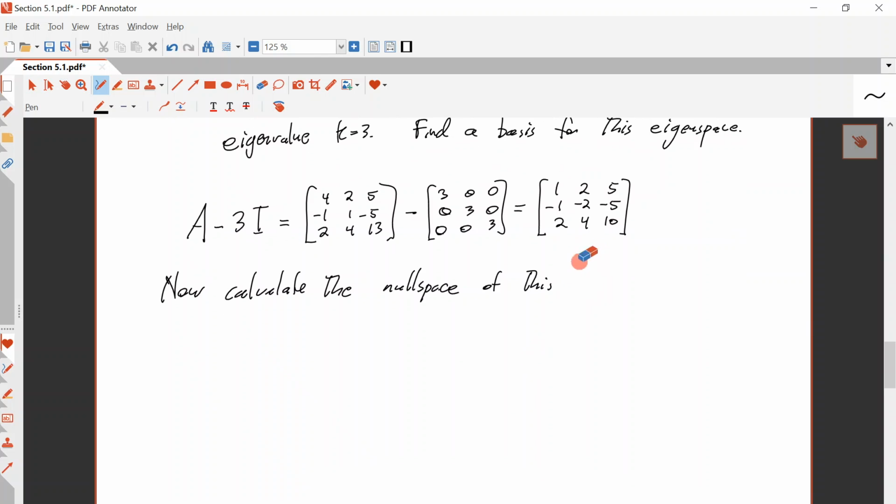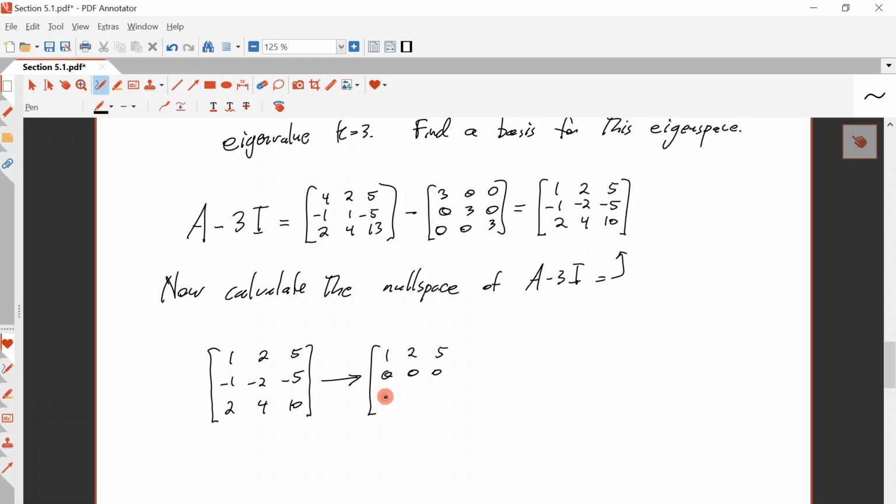Of not this, but A minus 3I equal to that matrix right there. So we need to row reduce that guy. 1, 2, 5, minus 1, minus 2, minus 5. I mean, you see how that's going to work, actually, right? Each row is just a multiple of row 1. So you just have this.